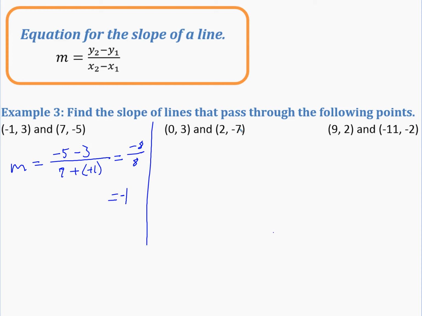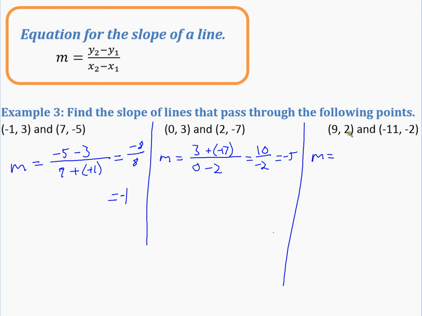Same idea here. Let's switch it up. Let's go ahead and start with 3 this time. We always start with the y value on top, but here I'm going to start with the first point. So 3 minus negative 7 over, since I started with 3 on top, I need to have 0 on the bottom. 0 minus 2. That's like a 3 plus 7, so 10 over negative 2, which is negative 5, is our slope.